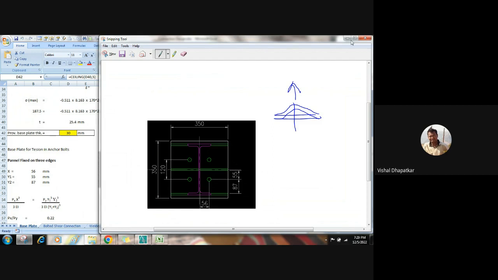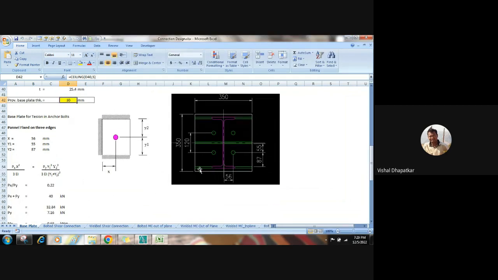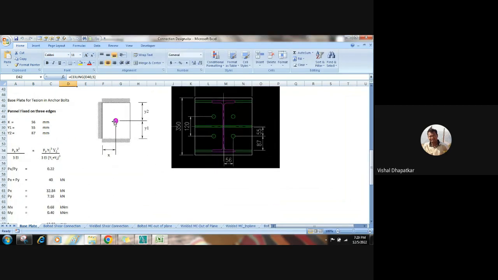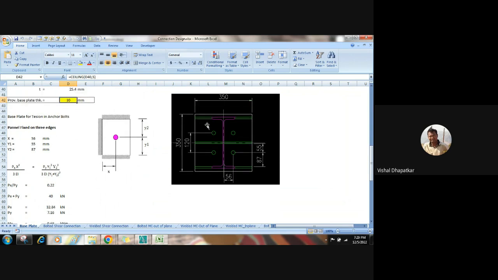So what we have to check here, when there is tension in the bolt, is the deflection due to this point load, right? The plate is fixed on three edges again. So this stiffener will support and try to control the deflection of the plate, or the plate will try to bend between these two surfaces. So we have to check the deflection in both directions.